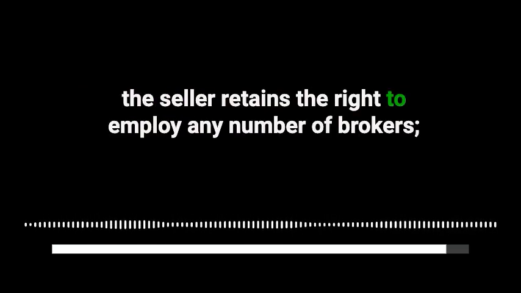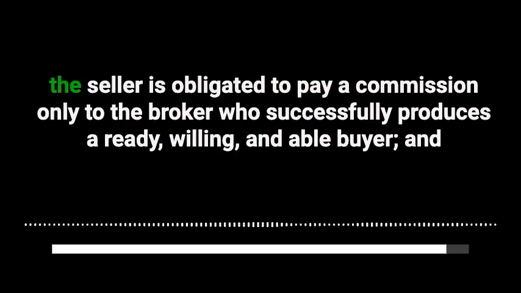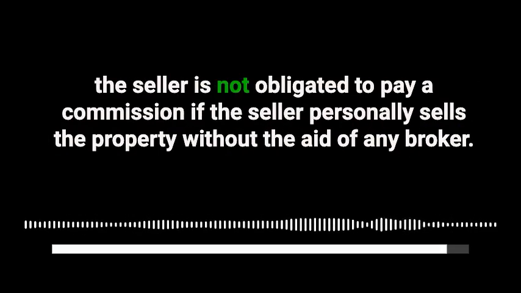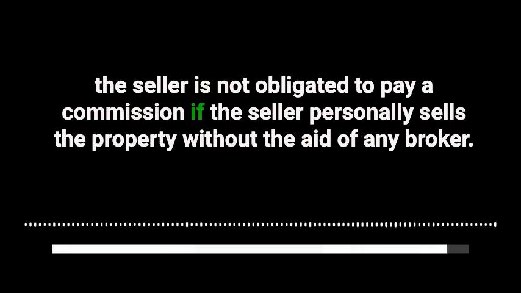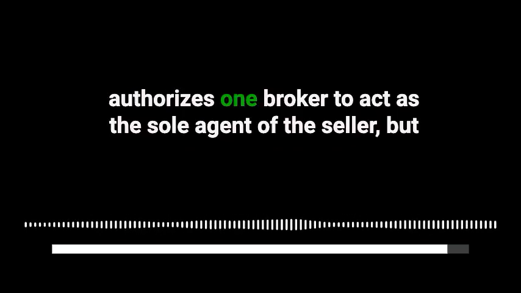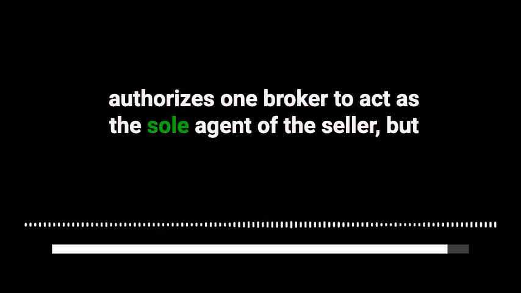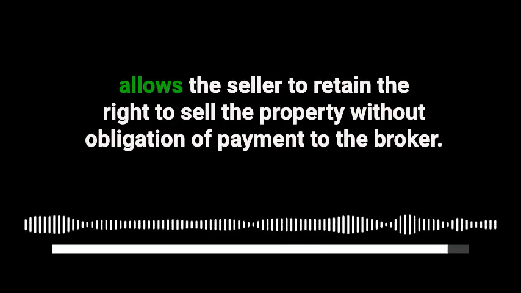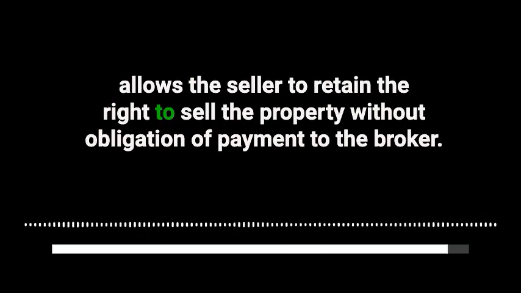In an open listing, the seller retains the right to employ any number of brokers. The seller is obligated to pay a commission only to the broker who successfully produces a ready, willing, and able buyer, and the seller is not obligated to pay a commission if the seller personally sells the property without the aid of any broker. An exclusive agency listing authorizes one broker to act as the sole agent of the seller, but allows the seller to retain the right to sell the property without obligation of payment to the broker.